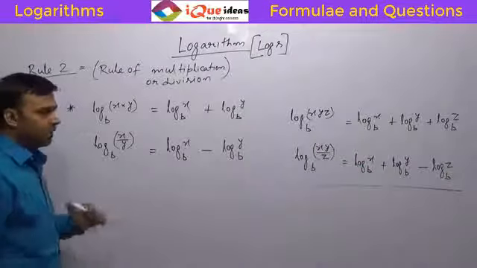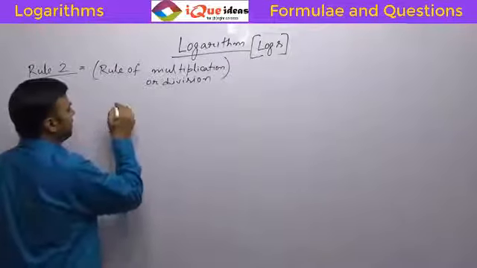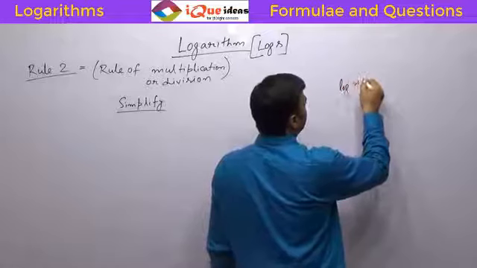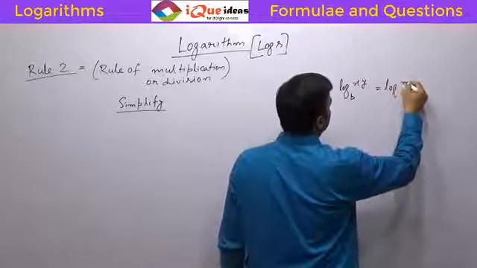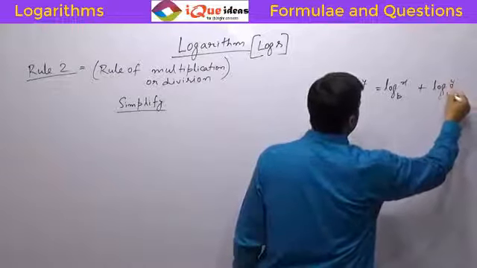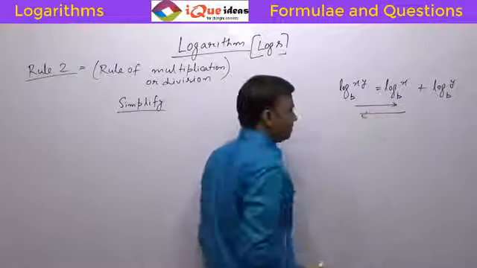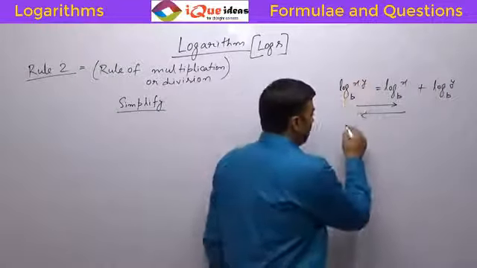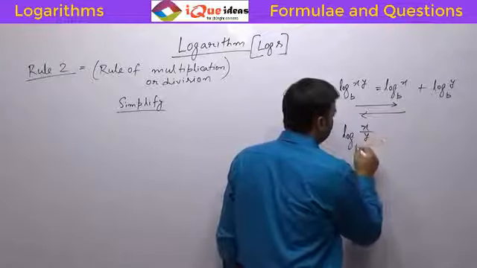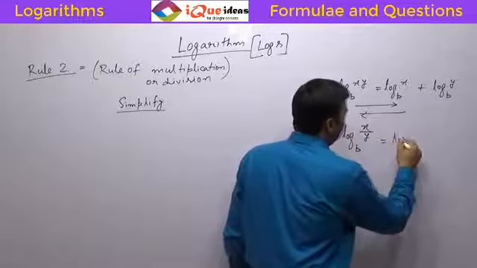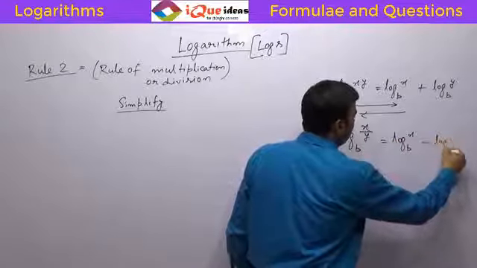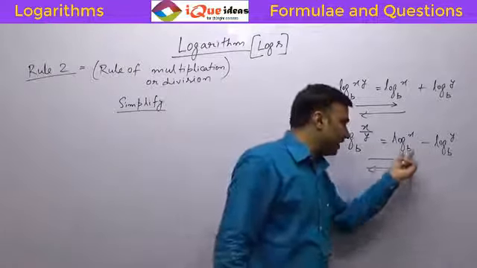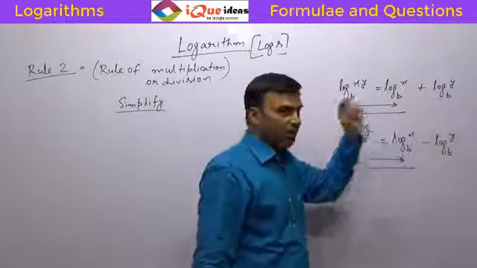Let's take some questions on them. Suppose there is a question that says simplify. One important thing, this rule that we just learned, I'll write it again: log of xy to the base b is equal to log of x to the base b plus log of y to the base b. It can be applied both ways. So if there is an addition of logs given, if the bases are same, you can multiply the numbers. Similarly, log of x upon y to the base b is equal to log of x to the base b minus log of y to the base b. This also is applicable both ways. Just remember, when you go from the right hand side to the left hand side, the base has to be the same. Then only you can do that process.